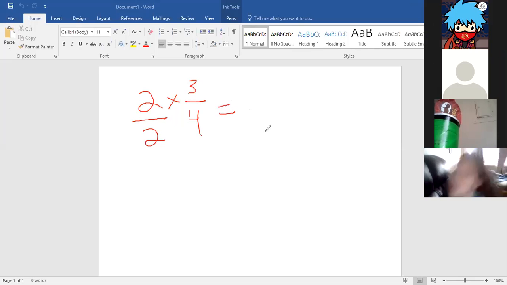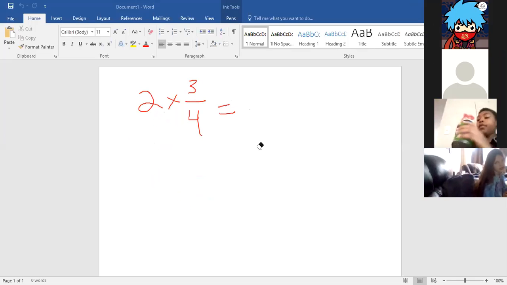2 over 2 would be a whole. Yes, 2 over 2, guys, equals 1. This is technically then what you would be saying. It is now 1 times 3/4, which is not true because that was not the question we got. We would get the complete wrong answer, all right?